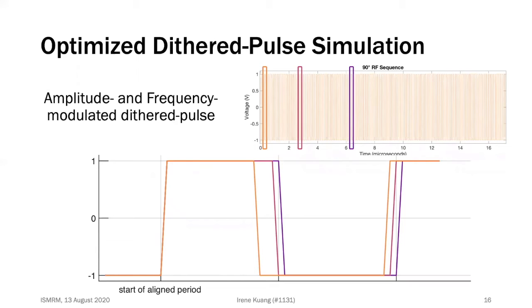If we overlay several periods of the optimized pulse, we can see both frequency and amplitude modulation have been applied.